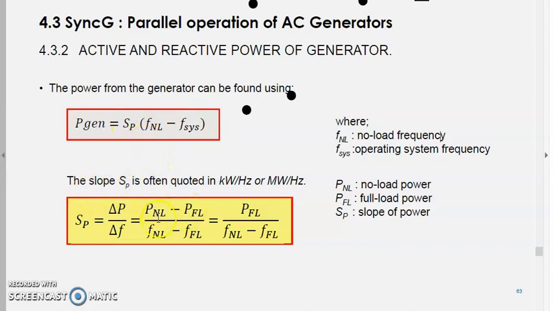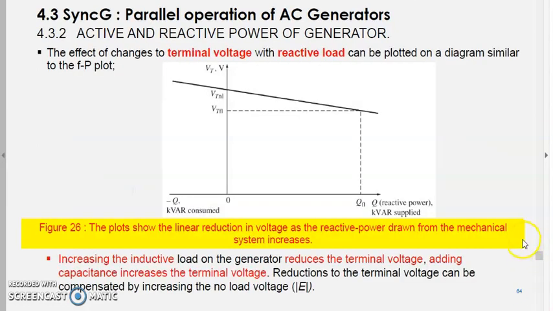The slope is often quoted in kilowatt per hertz or megawatt per hertz. So PNL is the no load power, PFL is your full load power. This is the slope of power: how much the difference of your power is at full load divided by your no load.